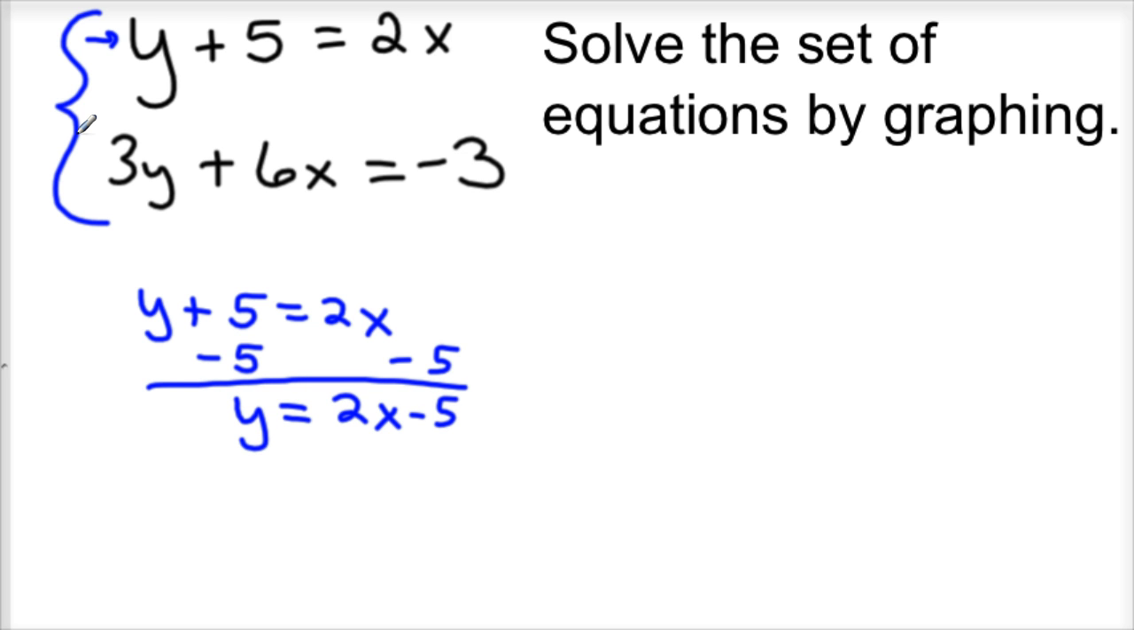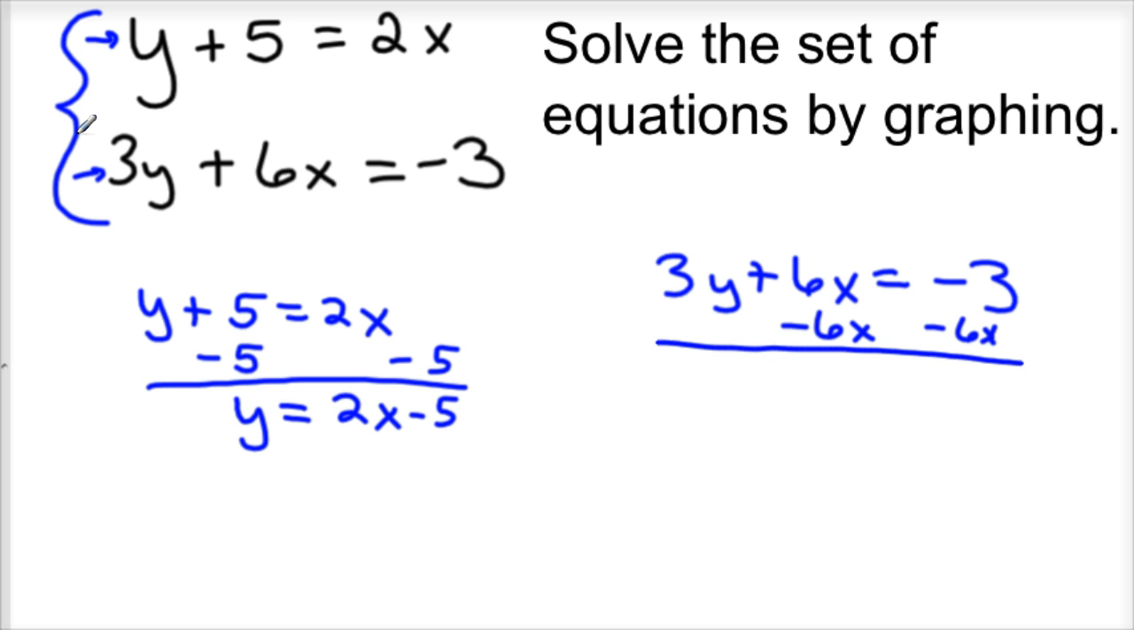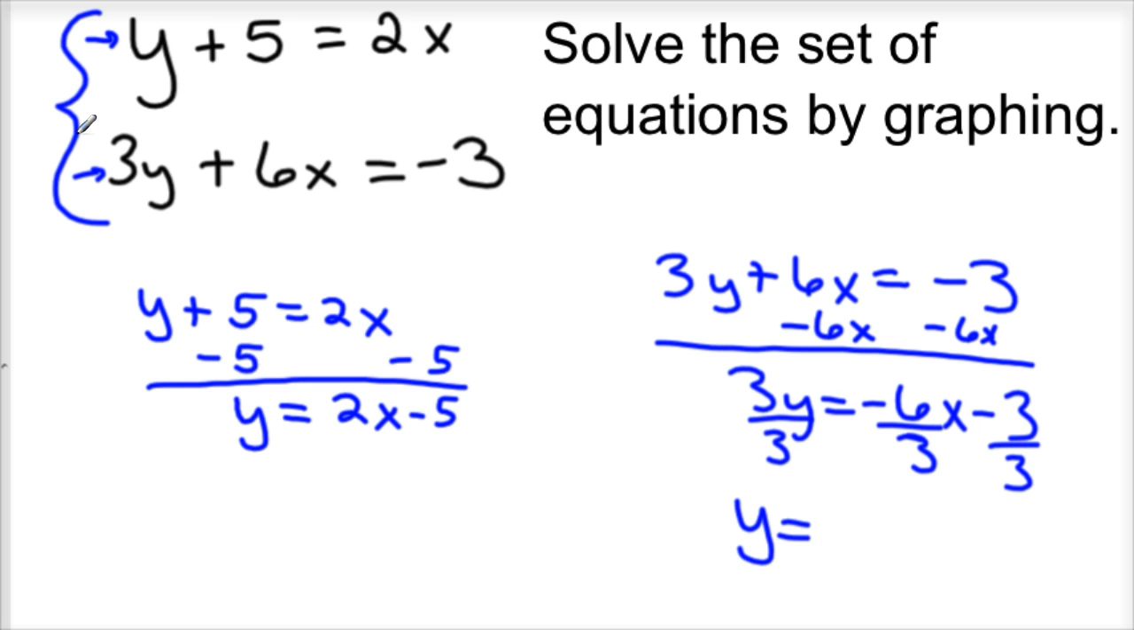And so y equals 2x minus 5. And then the bottom equation, we'll go ahead and solve that one. So we've got 3y plus 6x equals negative 3. And so for that one, I'll subtract the 6x over. And so 3y equals negative 6x minus 3. Then I would divide everything by 3 to get rid of that. We're just doing inverse operations. And so y equals negative 2x minus 1.